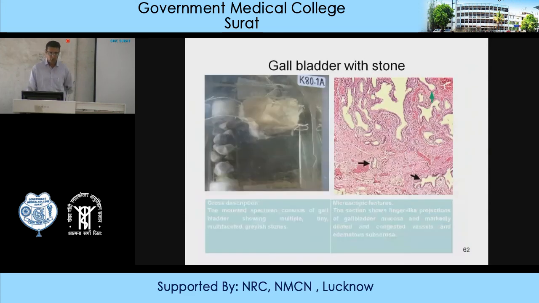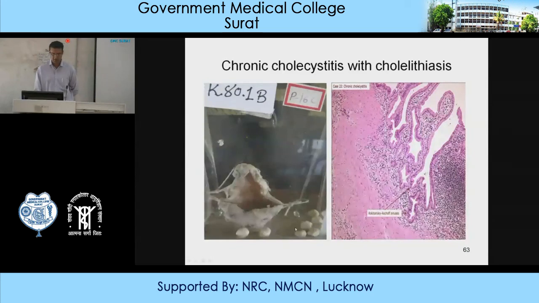Gallbladder with stones. Here again this is a gallbladder where there is a stone. The section shows finger-like projections of gallbladder mucosa and markedly dilated and congested vessels and pigmented subserosa. This is a congestion. Here again there is chronic cholecystitis with cholelithiasis, stones in the gallbladder, and here there is again inflammation of the gallbladder.